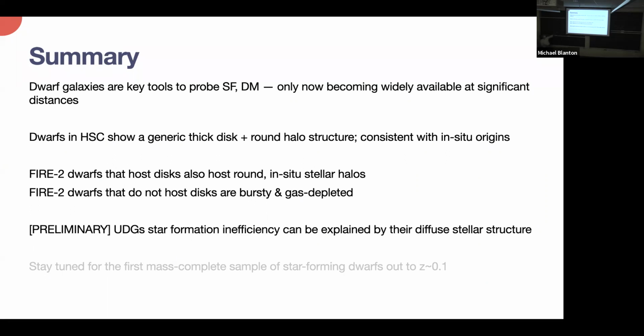I didn't get to this, but preliminarily, UDG ultra diffuse galaxy star formation inefficiency can be explained by their diffuse stellar structure. And then finally, stay tuned for the first mass complete sample of star forming dwarfs out to redshift 0.1. Thank you.